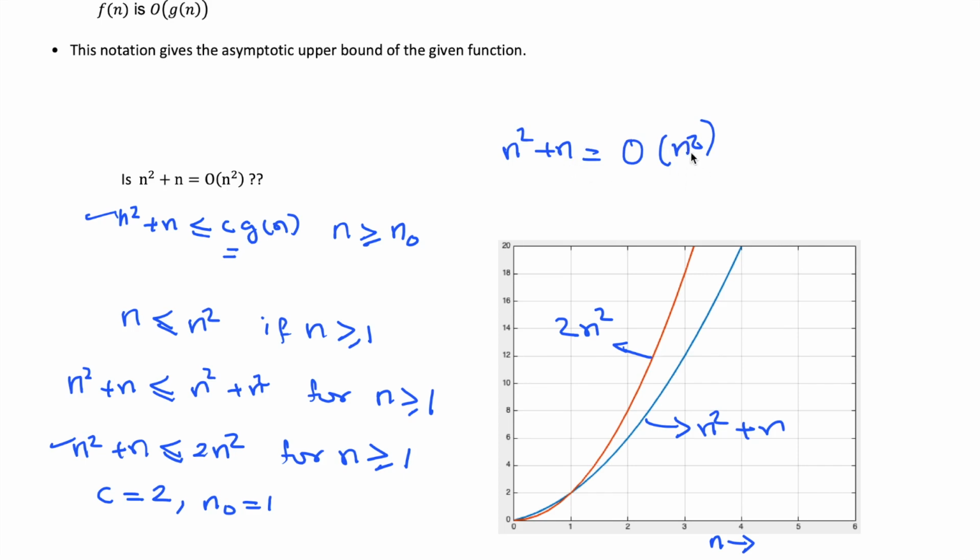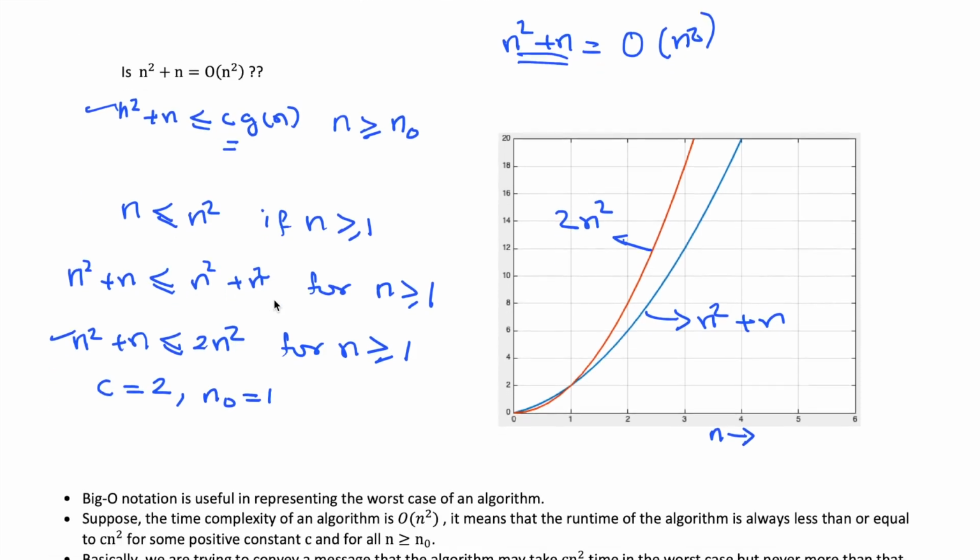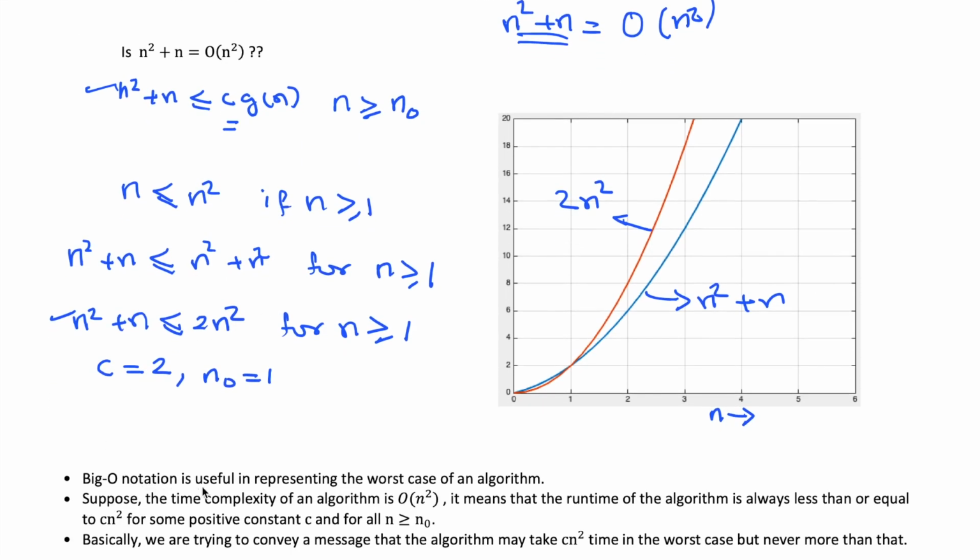That means a constant c into this n square will always be greater than n square plus n. So c into n square gives the upper bound for n square plus n. And we will also say that big O notation is useful in representing the worst case of an algorithm. Worst case is the case by which the time taken by the algorithm will not exceed the worst case scenario. So a constant into the function inside the big O notation will always be greater than our function f of n.